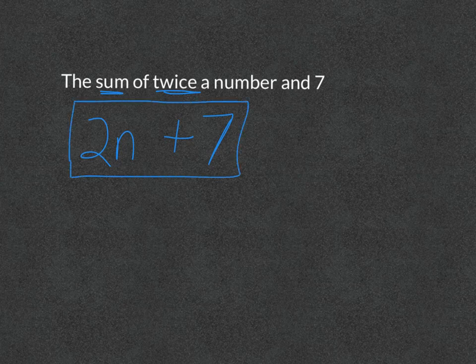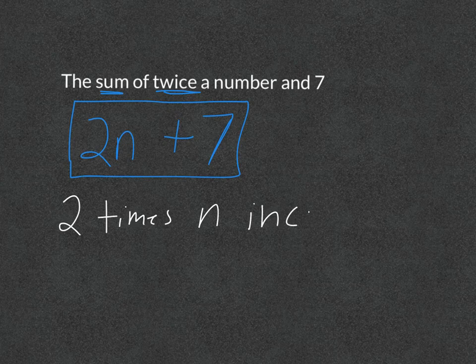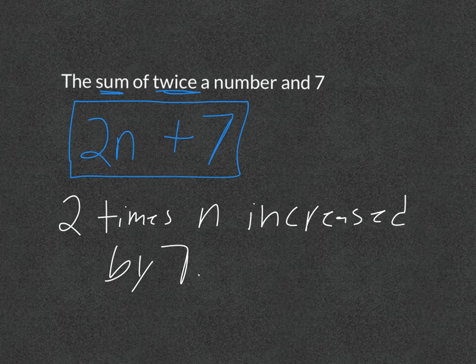2n plus 7. And then what's a way we could change this back to verbal? We could say 2 times n increased by 7. And so we'll see there's a lot of ways normally for us to take mathematical expressions.